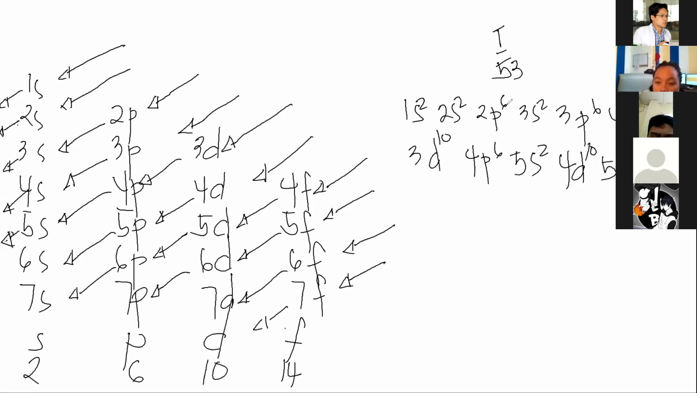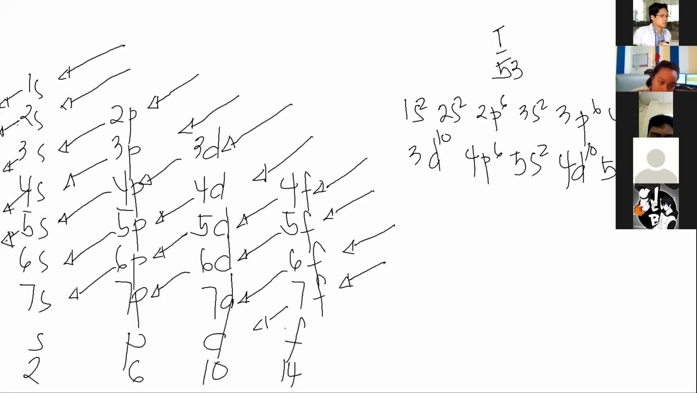How many electrons? We have 10, 20, 30, 48, and 53. 53, for sure. 10, 20, 30, 38, 48. We have 54 all in all, right? Am I correct? Yes, sir.